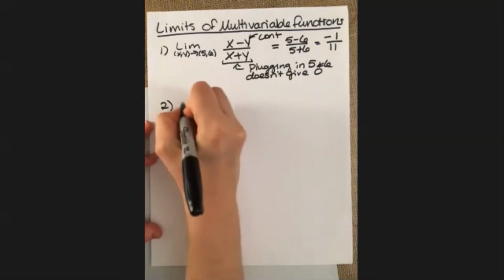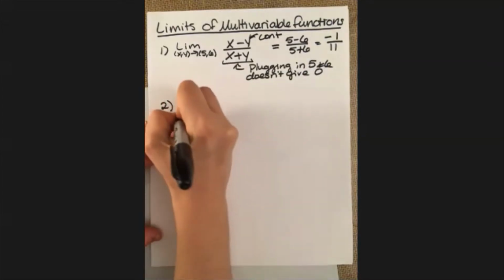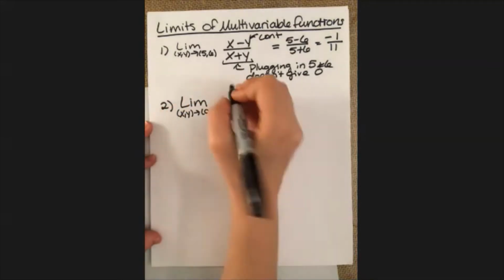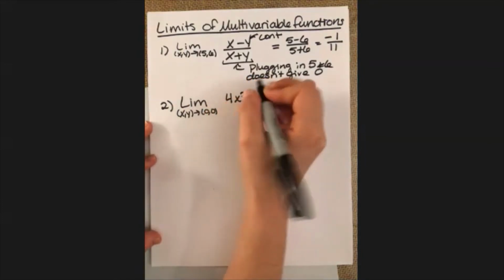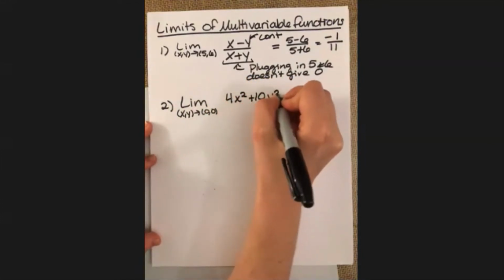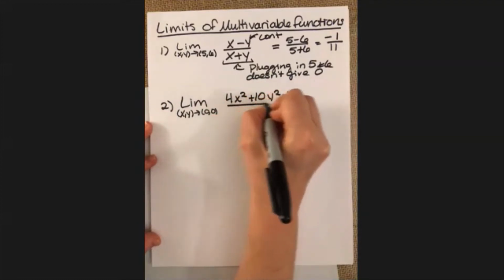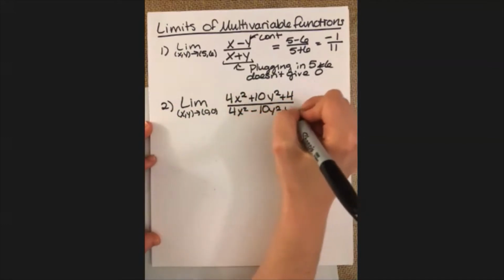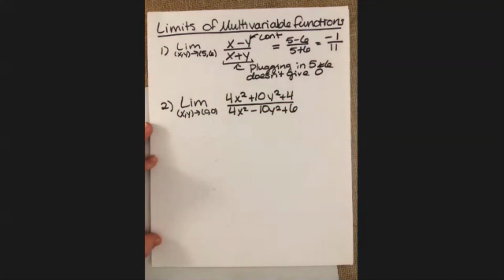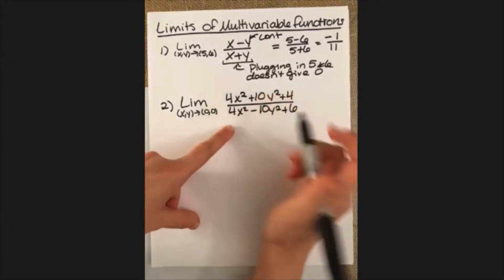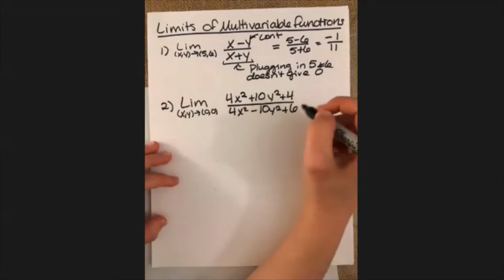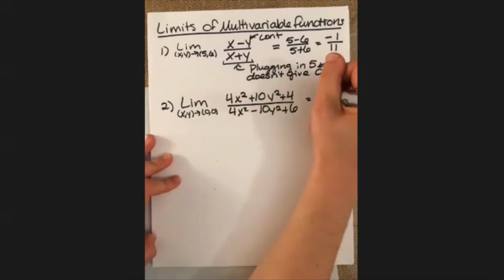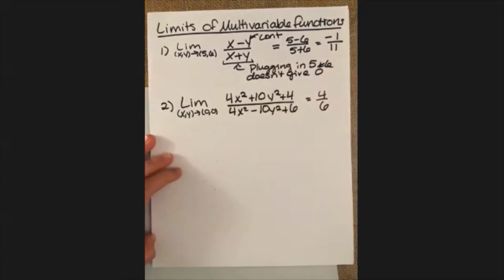In our second example, we take the limit as x, y approach 0 of 4x squared plus 10y squared plus 4 divided by 4x squared minus 10y squared plus 6. So once again, by plugging in 0 in the top and the bottom, we're not going to wind up dividing by 0 or anything like that. So we're able to just plug in zeros for all the x's and y's, and we wind up with 4/6 as the limit.